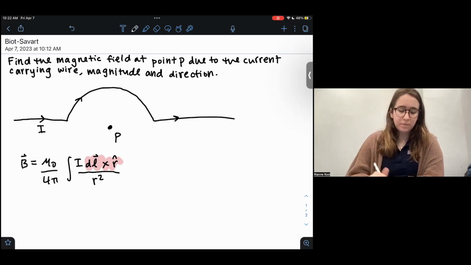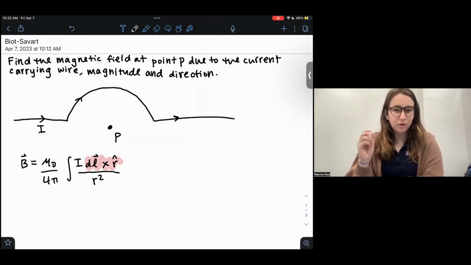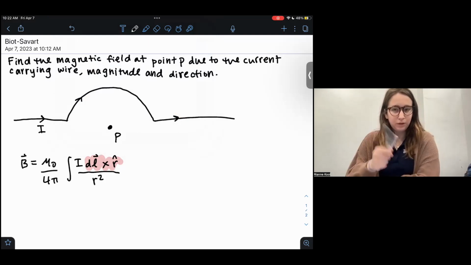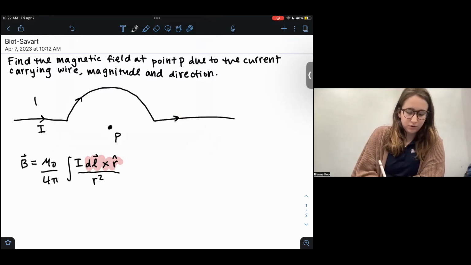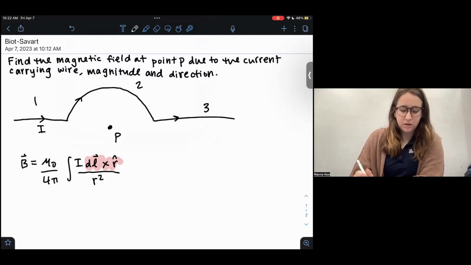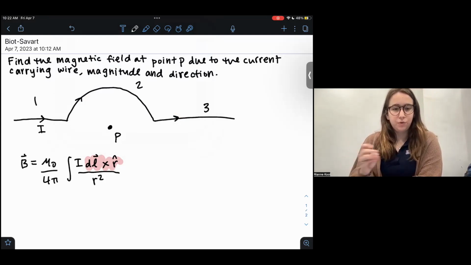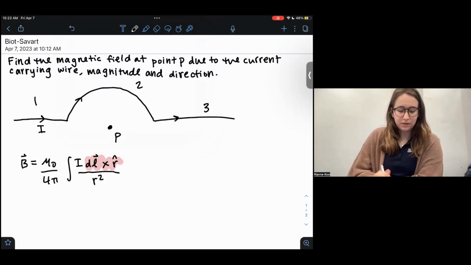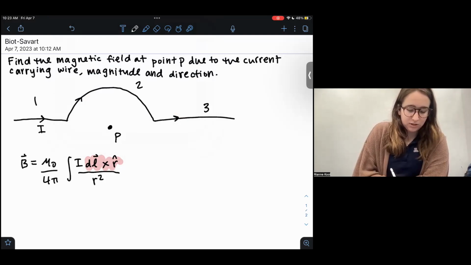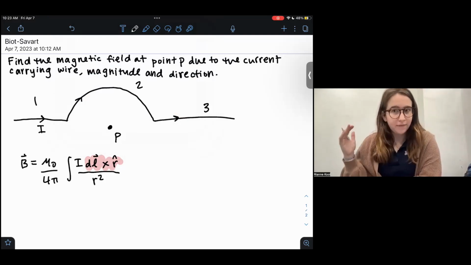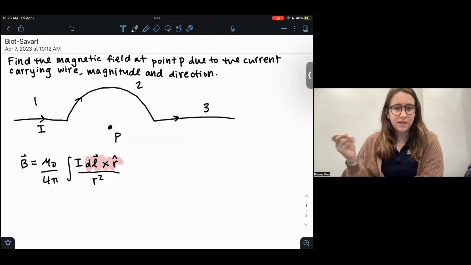We have to think about the cross product, because we want to find our magnetic field at this point P, and we have 3 sections of wire. Let's call them 1, 2, and 3. The first one is a straight line in the same plane as the point. If we extend that line, it's going to be on the same plane as point P, and the same goes for 3.